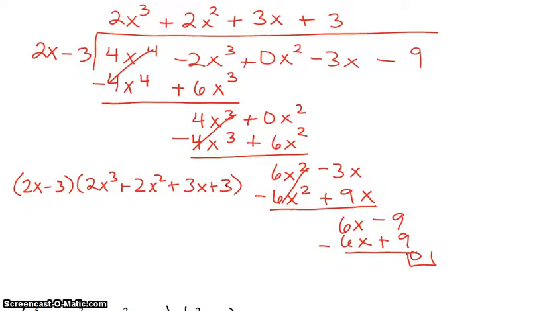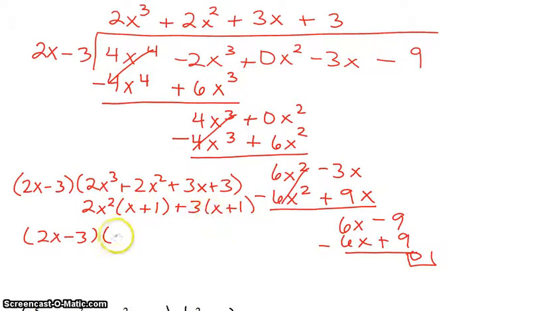Now we want to write this in completely factored form. So this is a 4 term. Could I factor it? Well, I think so. If I take a 2x squared out, I would end up with x plus 1. And then I can take out a positive 3 here, and I'd be left with x plus 1. So now I still have this 2x minus 3 in the front. And my common factor here was x plus 1. And then what's left is 2x squared plus 3.